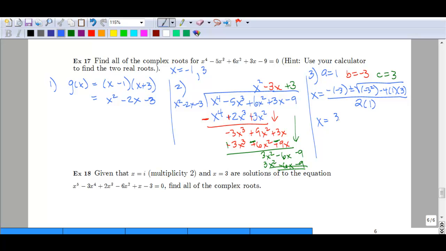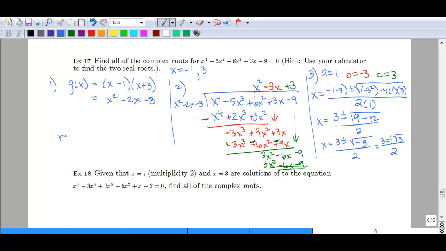So we end up with negative 3 is 3, plus or minus the square root of 9 minus 12 over 2. Keep simplifying. We get 3 plus or minus the square root of negative 3 over 2. And we can't take the square root of 3, but we can take the square root of a negative number, and we get 3 plus or minus i root 3 over 2. Again, that i comes from the fact that we had a square root of a negative, but the 3 stays inside. Again, we can't simplify any further.